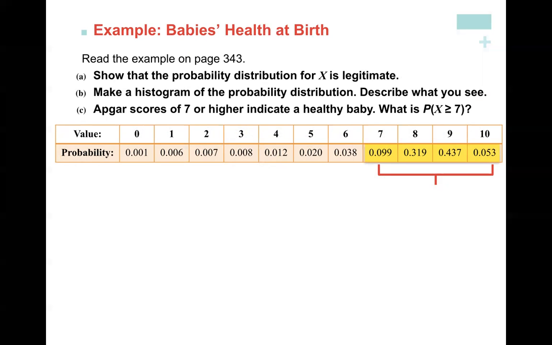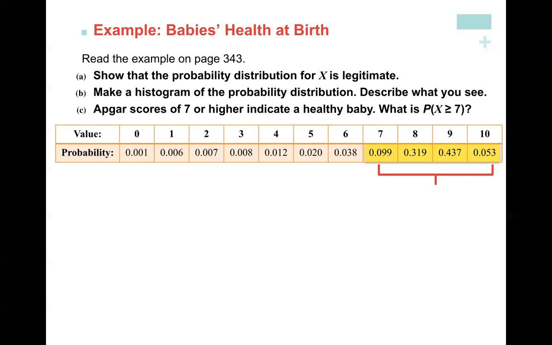So is this discrete or continuous? Well, this is discrete, because you get a score of either 0 or 1 or 2 or 3. There's no 2.2 or 3.5. It's just those values. And then here are the corresponding probabilities for each one of those APGAR scores. The higher the score, the quote unquote healthier the baby is as a newborn.